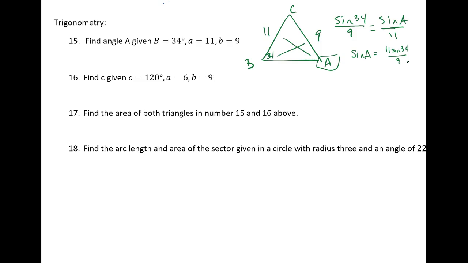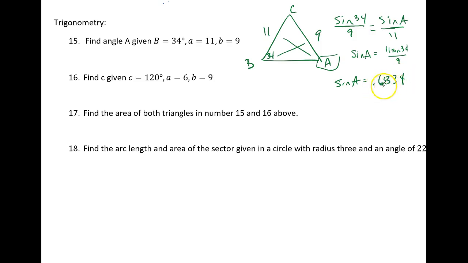Make sure that your calculator is in degrees, okay? Very important that you're in degrees, or this will make no sense at all. You're going to type in the 11 sine 34, and when you divide that, you're going to get this small number, 0.6834.